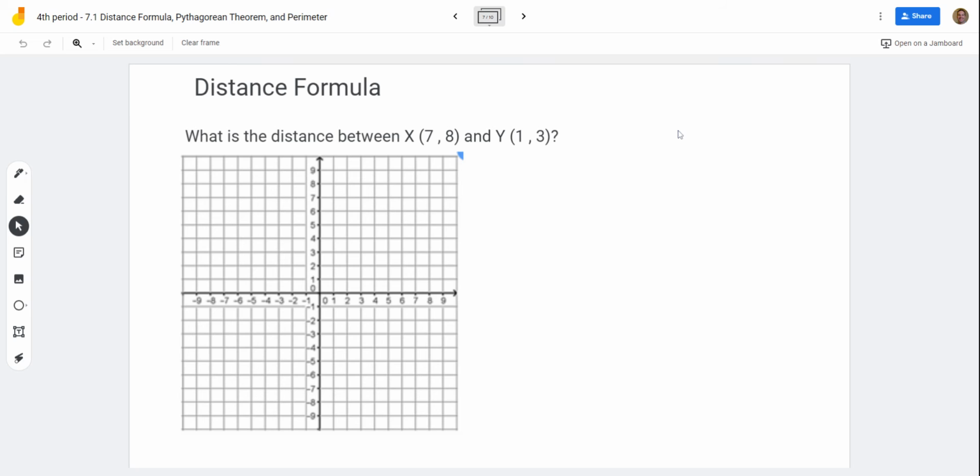So we'll do an example. Let's see. I think, yeah, this will be fine. Okay, 7, 8, and 1, 3. All right, so it wants us to use the distance formula here to find this distance, to find that diagonal distance. And so again, here we go. This is 7, 8, and this is 1, 3.